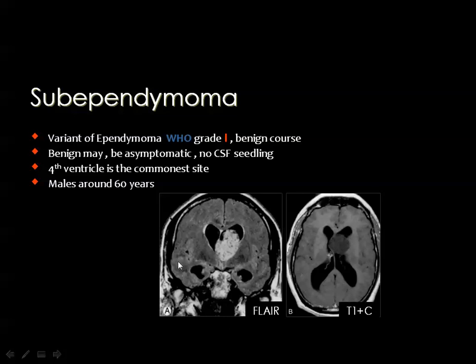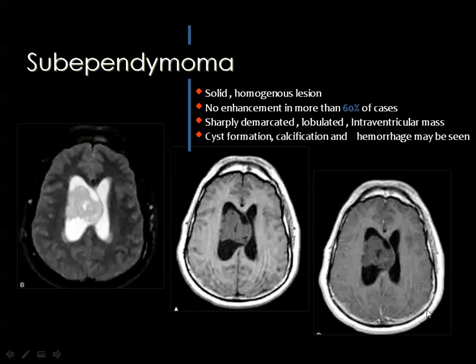And this is the FLAIR image, and this is T1 post contrast, and you can see the high signal of the tumor in the FLAIR and absence of contrast enhancement after injection of contrast media. This is a solid lesion, and no enhancement occurs in more than 60% of the cases. It is a sharply defined lobulated intraventricular mass, and it may show some cystic changes, calcification, and also hemorrhage.